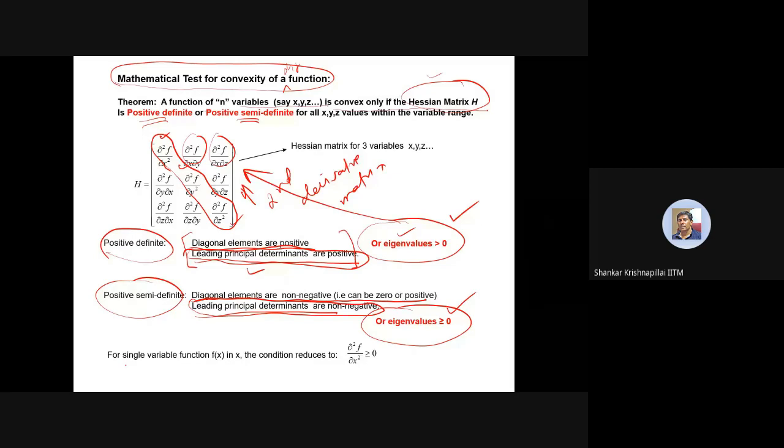Okay, then for a single variable objective function, the above condition reduces to the condition for convexity that the partial d squared f by dx squared is greater than or equal to 0. That is, there is only one variable x, so there is only one term. Now we'll see what is the meaning of leading principal determinant. Sometimes it is required to solve problems.